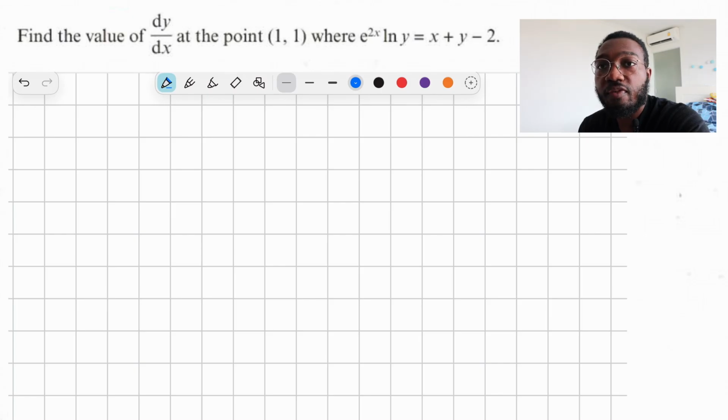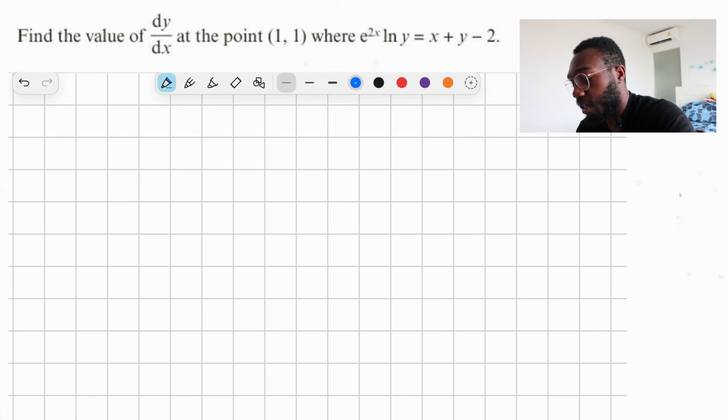So this question, again, we need to find dy over dx at the point 1, 1, where we have e to the power of 2x ln y is equal to x plus y minus 2. So to do this one, we have that e to the 2x ln y. So first, let's differentiate that. I'm going to use a product rule.